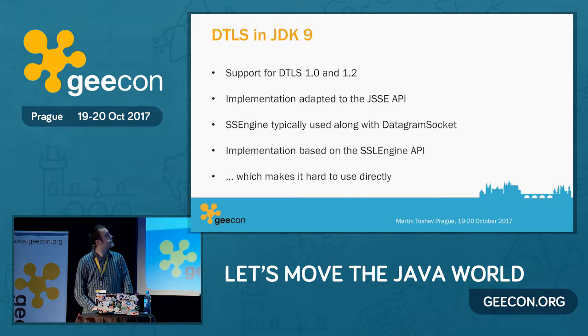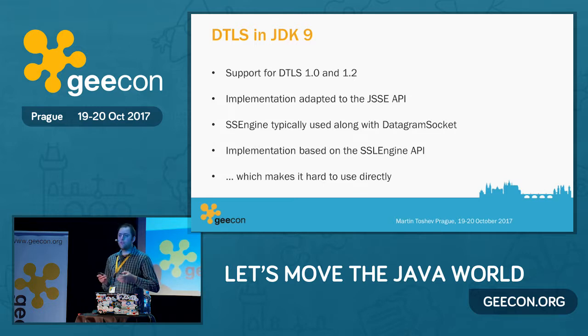In JDK 9, basically, support for DTLS 1.0 and 1.2 is provided. It's adapted as part of the JSSE API. And typically, the SSLEngine API is used along with DatagramSocket. Now, one big drawback in JDK 9, according to me, is that the implementation of the DTLS protocol is based on the SSLEngine API in a non-blocking fashion, which makes it quite complex to use directly.